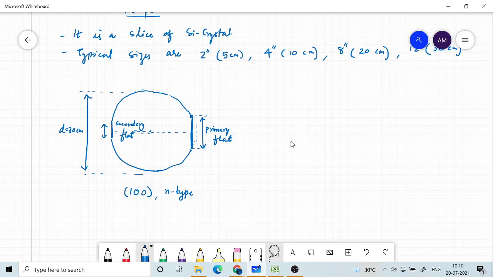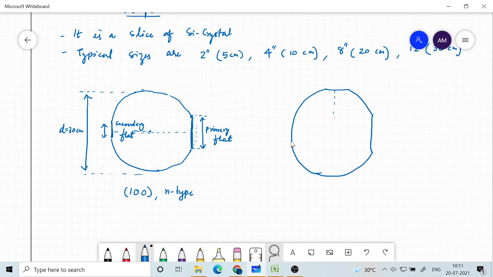Okay, so now how does a 100 p type look like? Again you have to draw, introduce a primary cut. Okay, so this is the primary cut, and then I will introduce a secondary cut which is at 90 degree. So the secondary cut is here.